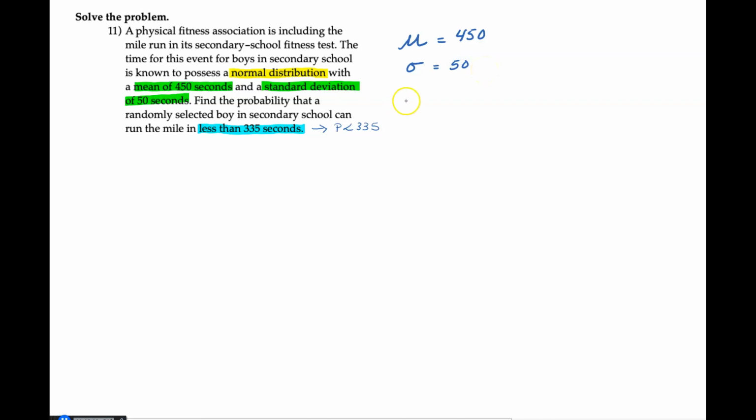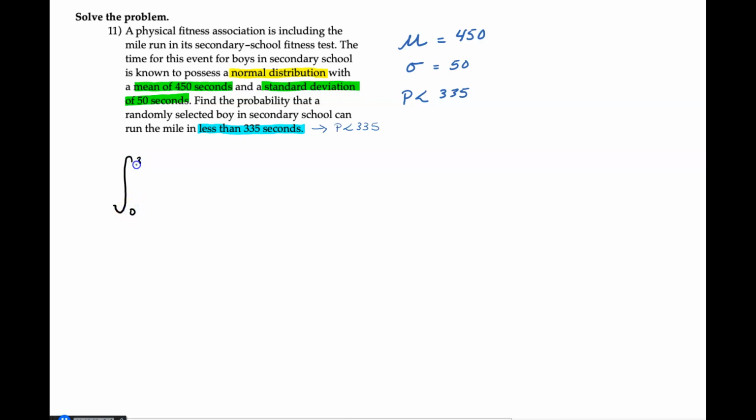All right. And we're asked to find the probability of the event occurring under 335 seconds. So it's real simple. After we get our answer, we'll state what it means. We'll give our interpretation, if you will. So let's go ahead and take a look at the integral here.